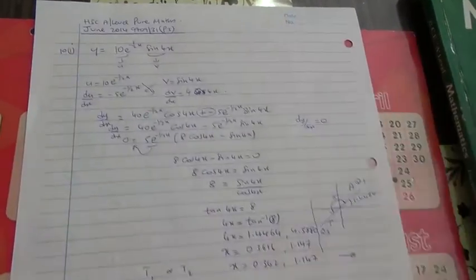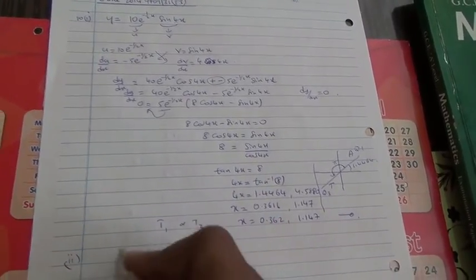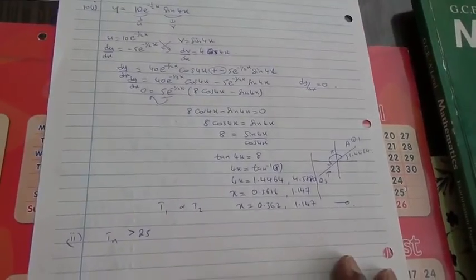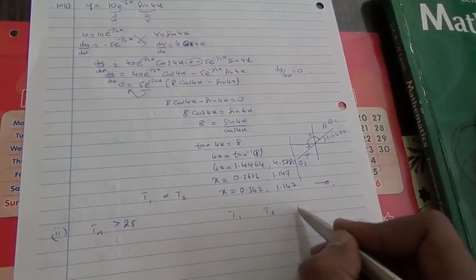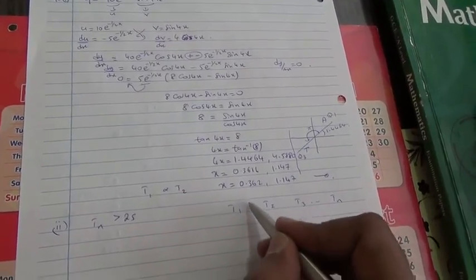Right, so now let's move on to the second part. It is given that tn is greater than 25. So if we look carefully, what do we have? t1, t2, t3, and so on, and we have tn. This looks like a progression to me.